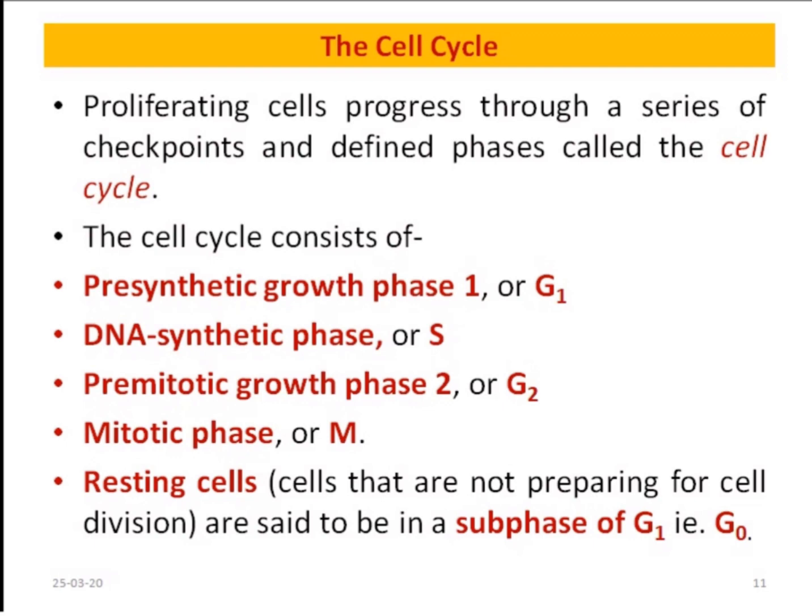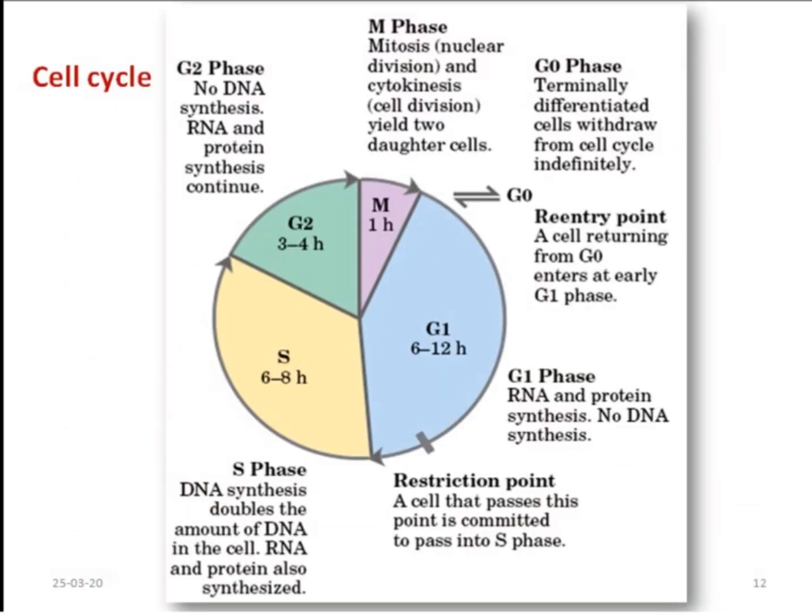So in this process, why do we need to understand the cell cycle? Because various drugs are acting on the various phases of the cell cycle. Here we can see one diagram which is showing the G1 phase, in blue color. I'll begin with this. G1 phase needs the highest time period to complete, that is 6 to 12 hours, right? What is happening in this G1 phase? In G1 phase, RNA and protein synthesis happens, but no DNA synthesis happens here.